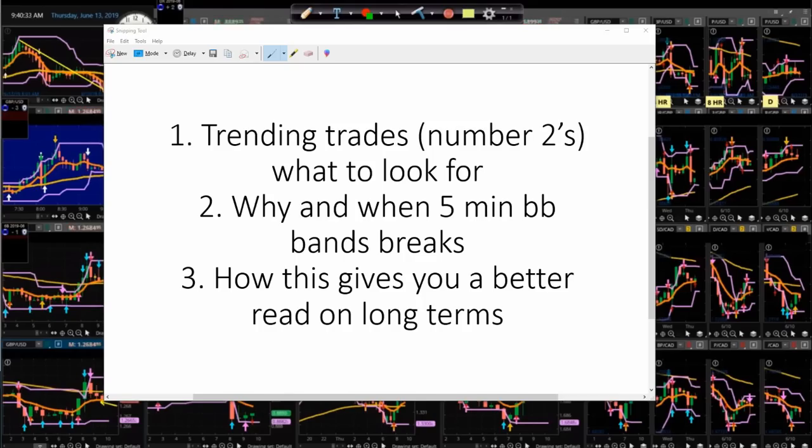So here you have it. The best setup I know is the number twos, and that is my favorite setup, whether it happens on the 1 hour, the daily, or even the 15 minutes. And we see it on the 15 minutes all the time.